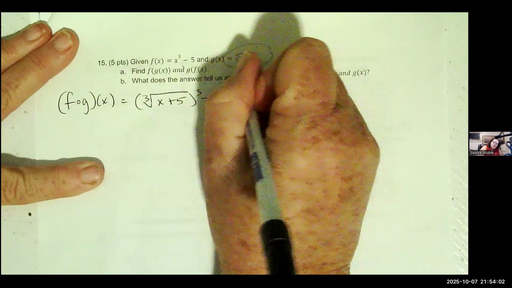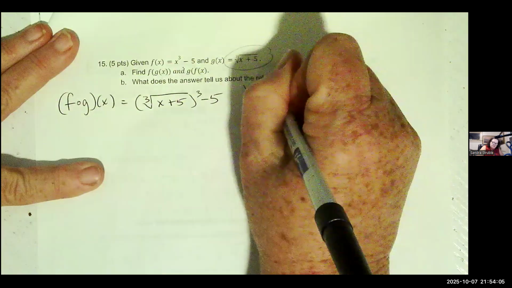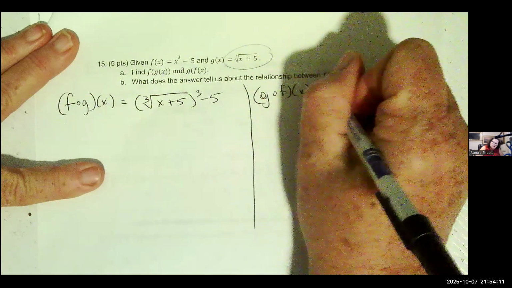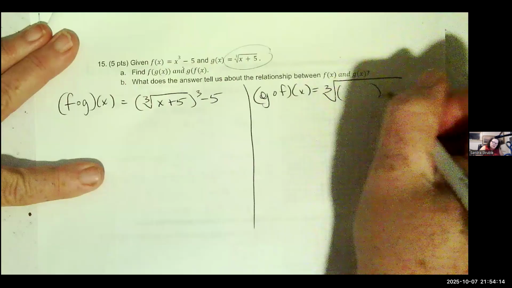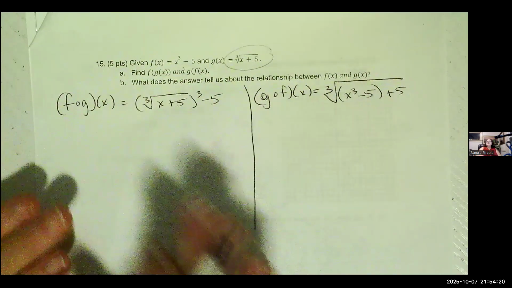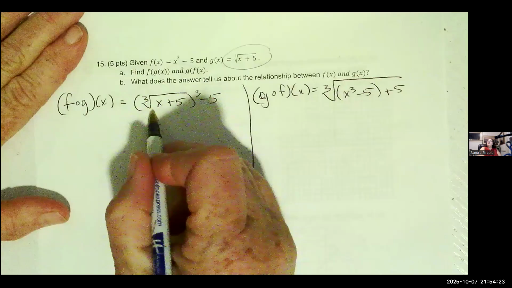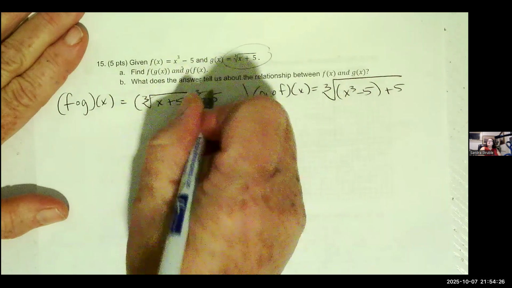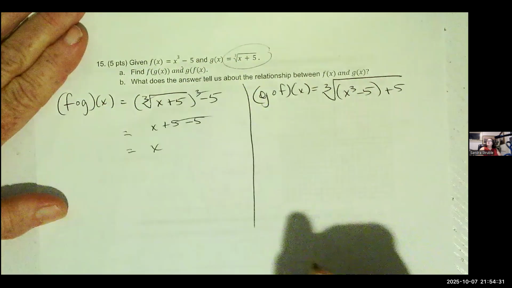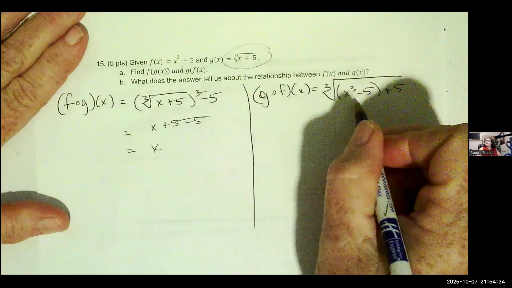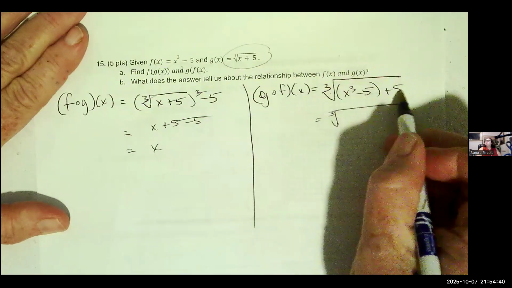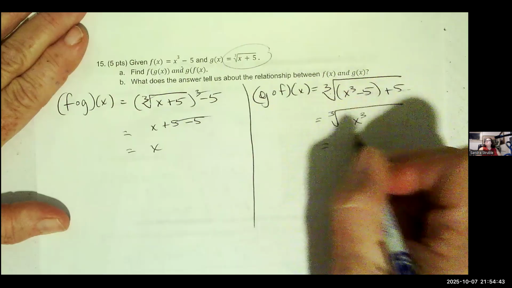And then for g of f of x, we take the g function, the cube root, and where the x is, I'm going to put in the f function plus 5. So this is x cubed minus 5. All right, I'm going to simplify this side first. Cube root cubed, well, those cancel each other out. So I've got x plus 5 minus 5, and that's just equal to x. These are gone. Cube root of, I have to do what's underneath the radical first. So this is equal to the cube root of x cubed, since the 5's cancel each other out. Cube root of x cubed is just x.